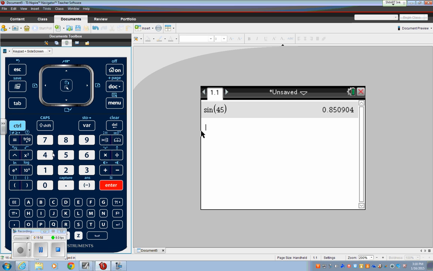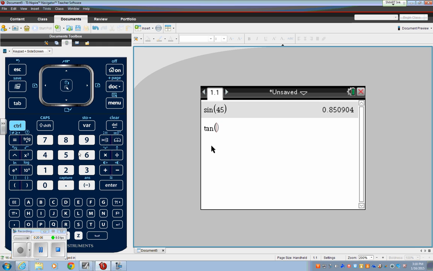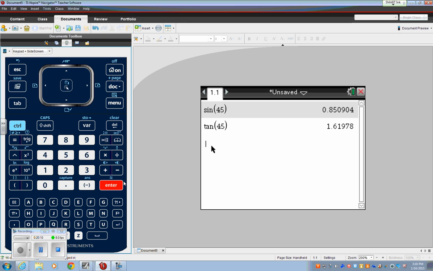I'm going to show y'all. Let's do tangent. I'm going to show you real quick. Do trig, do tangent of 45. Enter. Anyone get a different answer than me? Oh, we got one. One. Okay, that's good. That's what I was hoping.